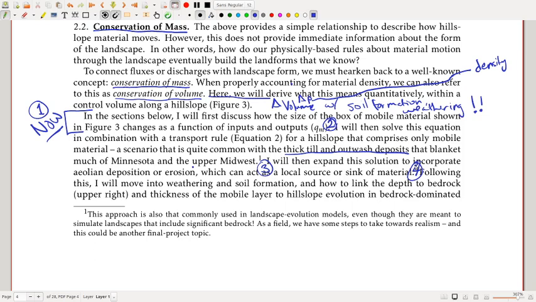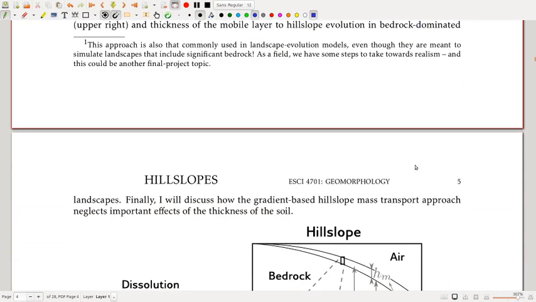And we're going to think about how depth to bedrock, if the hillslope is underlain by bedrock, which is the case in much of the world, might end up being important. And then we're going to think about how that affects the thickness of this mobile layer in bedrock-dominated landscapes. And then finally, number 5, we're going to talk about the fact that right now we're just saying that soil motion or mobile material motion is proportional to the gradient of the hillslope.